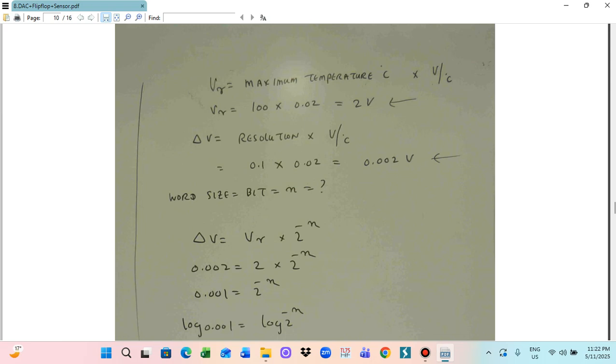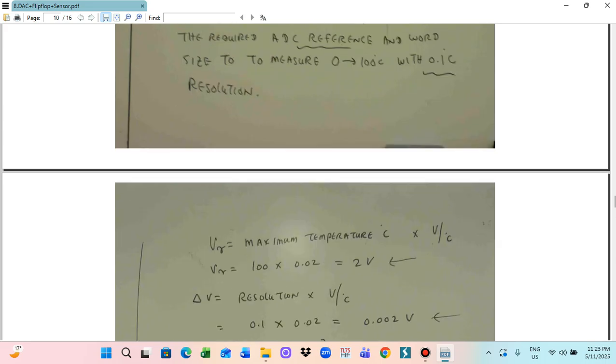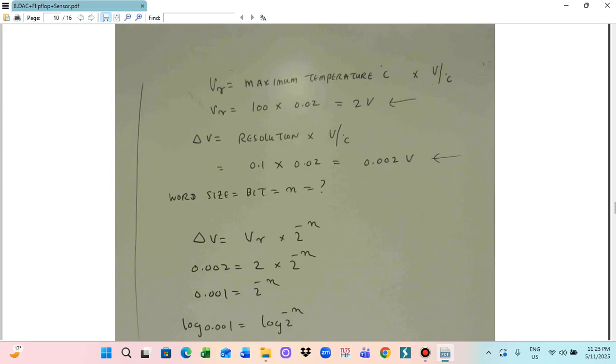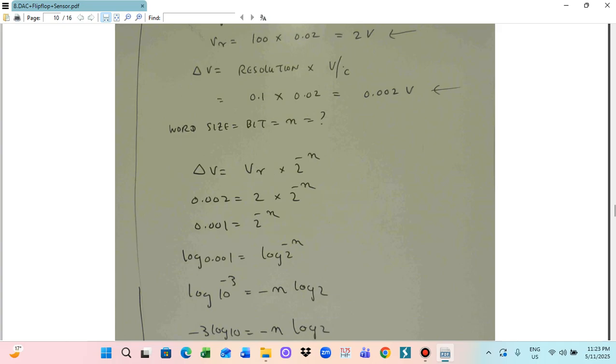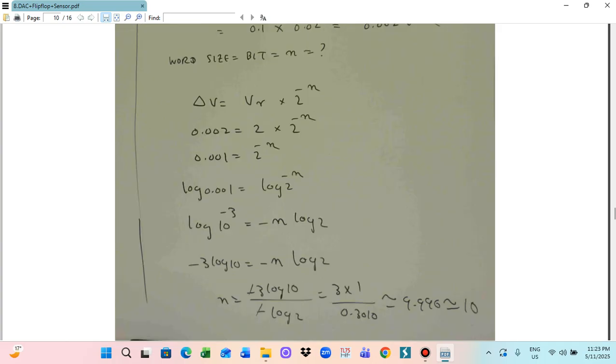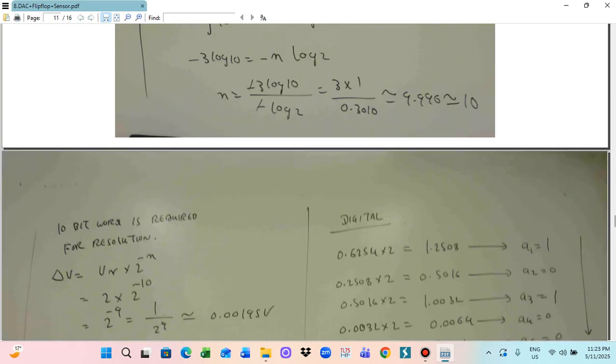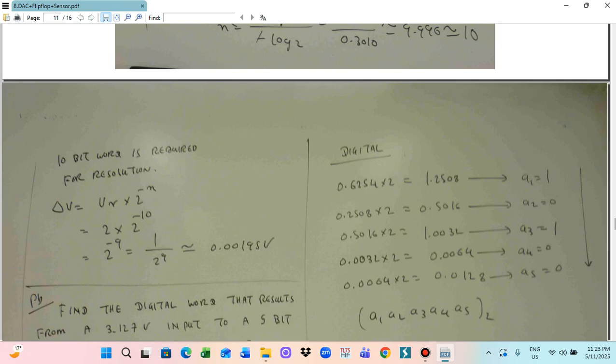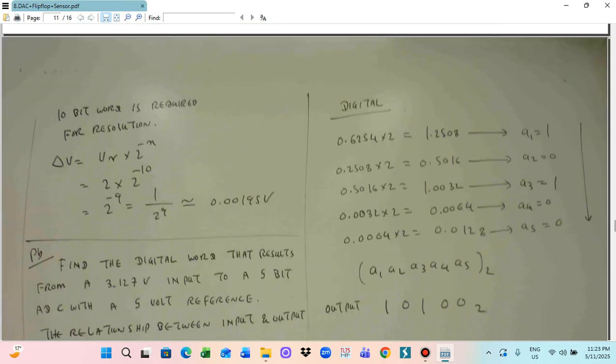And then we also have to calculate the word size. Word size is the bit number. Bit number n has to be calculated. Therefore, we write down the equation: delta V equal to VR multiplied by 2 power minus n. Delta V is what we already calculated, 0.002. The reference voltage is 2 volt. And from here we solve for n, so n is about 10 bits. So 10 bits is required for the resolution.